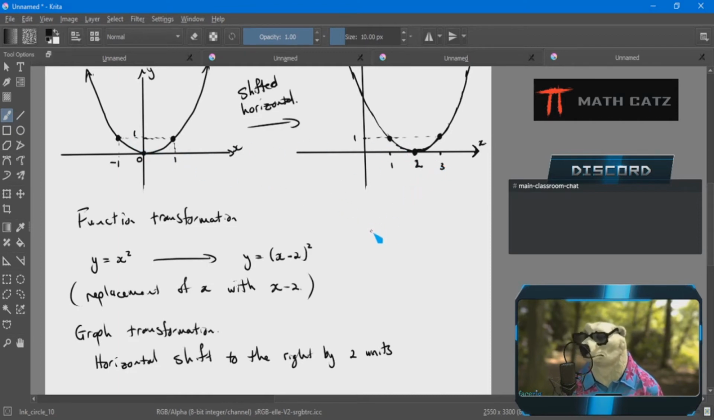So it definitely does. I have this replacement transformation that regardless of how complicated this function originally might be, if I take out where the x is and I put in an x plus or minus a number, and that's all I do, then there is a predictable horizontal shift in the graph.